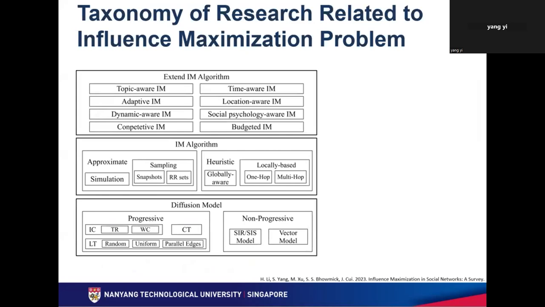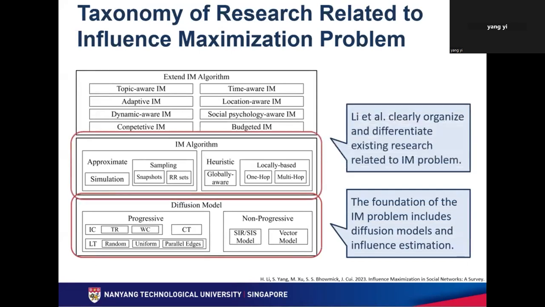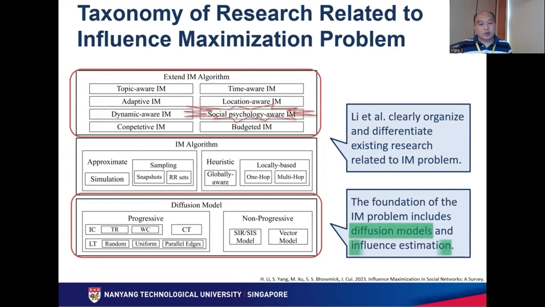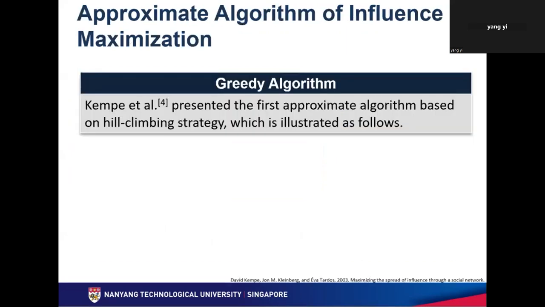Recall that in this tutorial we focus on the social psychology part, so I cannot go deep into the IM study. The focus here is that we already know the required fundamentals for addressing the IM question, which are the diffusion model and the influence estimation. These are the two fundamental tools to address the IM problem. But given both tools, how can we address the IM function, specifically in a social psychology aware way? But before we introduce the social psychology strategy, we just give a brief idea of how the general IM solution works.